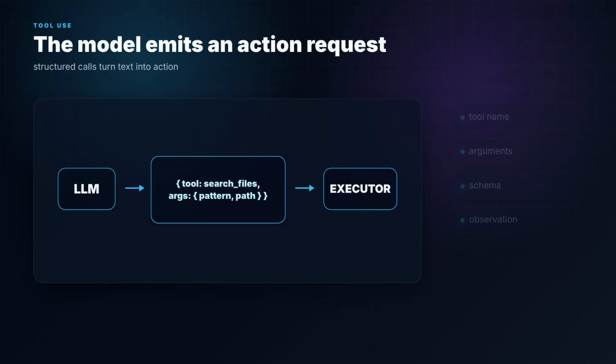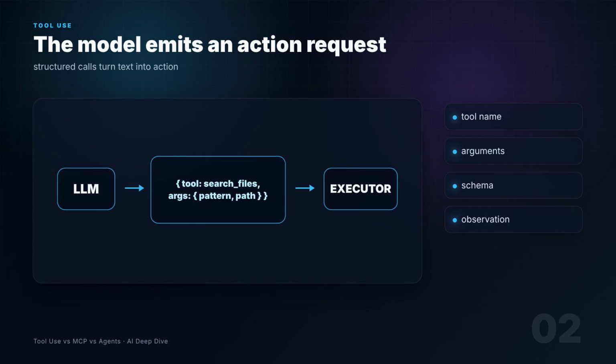Start with tool use. A language model by itself produces tokens. It does not directly read your file system, query your database, send an email, or run a test suite. Tool use changes the interface. Instead of only producing prose, the model can emit a structured request: call this tool, with these arguments. For example, call search_files with a pattern and a path. Or call get_weather with a city. Or call edit_file with a file name, an old string, and a replacement.